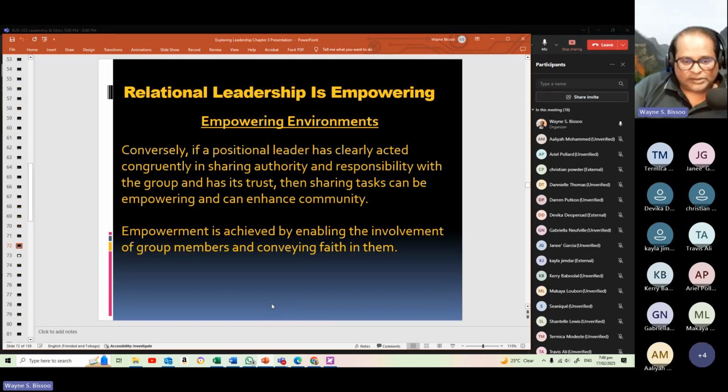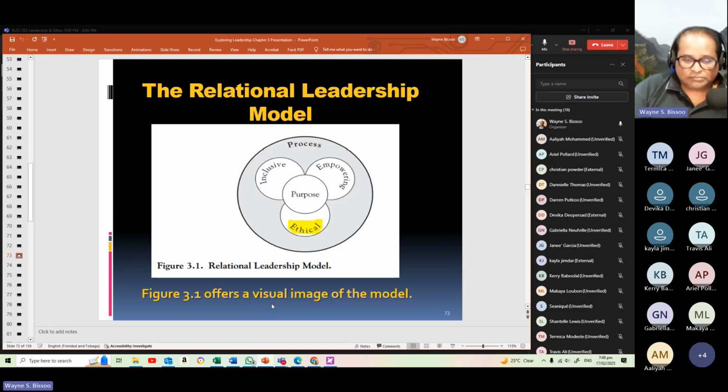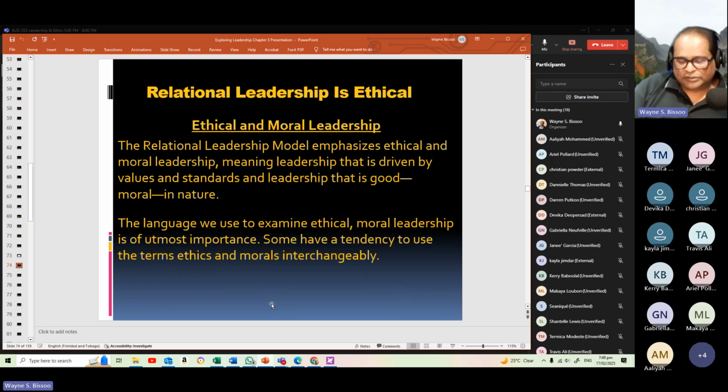All right, so let's see if we've dealt with everything under empowerment. Yes, more or less. All right, so this next area is the ethical framework that we want to talk about. No, it's not the last, it's the second to last thing that we're looking at. So the relational leadership model emphasizes ethical and moral leadership, meaning leadership that is driven by values and standards, and leadership that is good, and that means moral in nature.